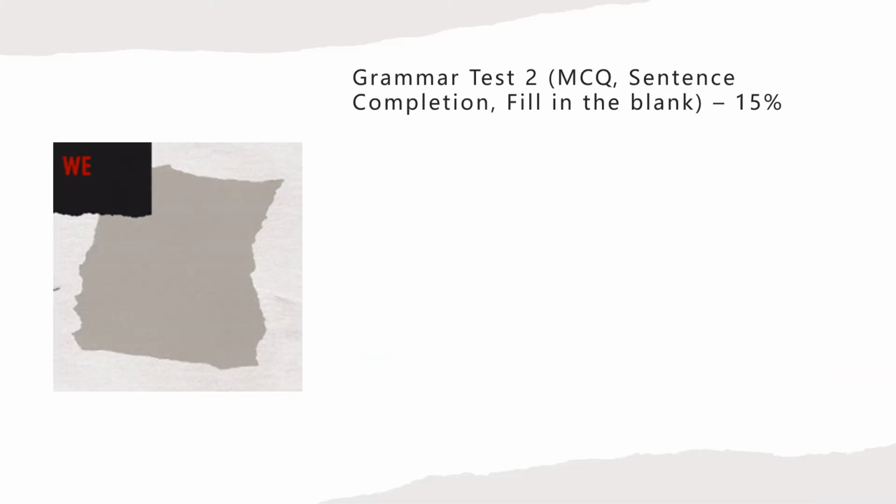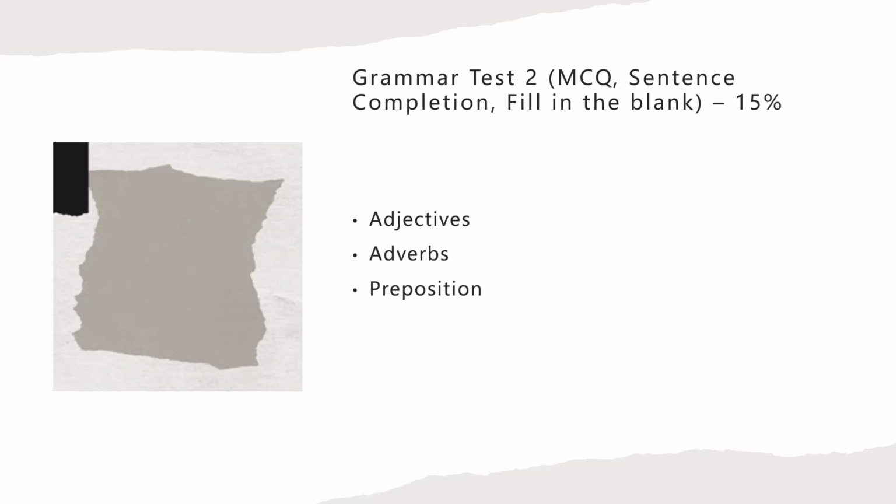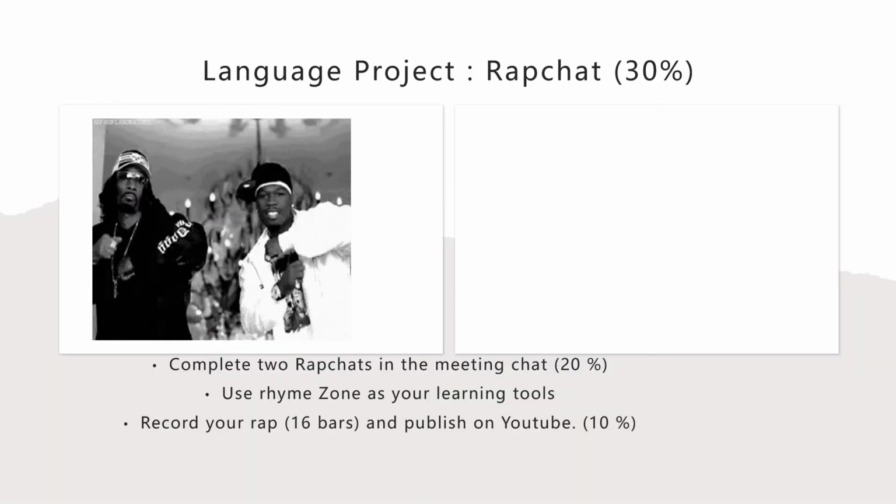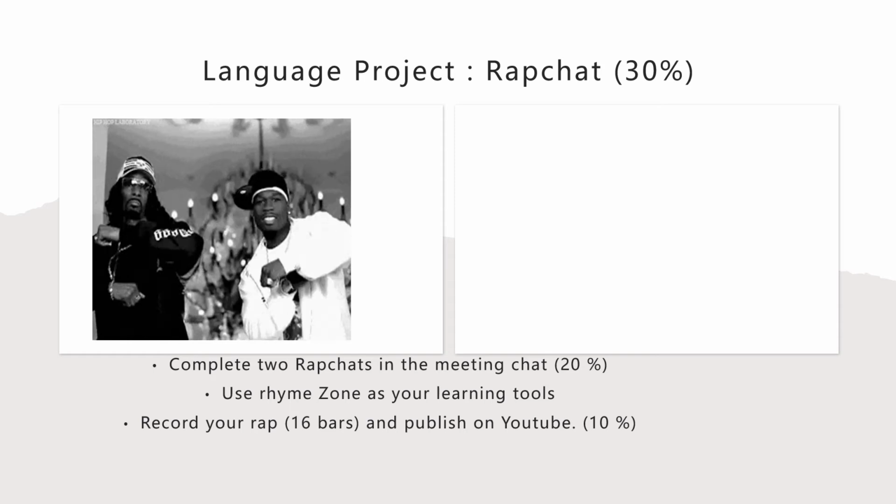For grammar test 2, we have multiple choice questions ABC, and then sentence completion and fill in the blank, quite similar to test 1, and the percentage is the same, which is 15%. Topics covered for test 2 are adjectives, adverbs, prepositions, and conjunctions. These four topics will be taught in week 3 to week 4, and the test will be given maybe in week 6.